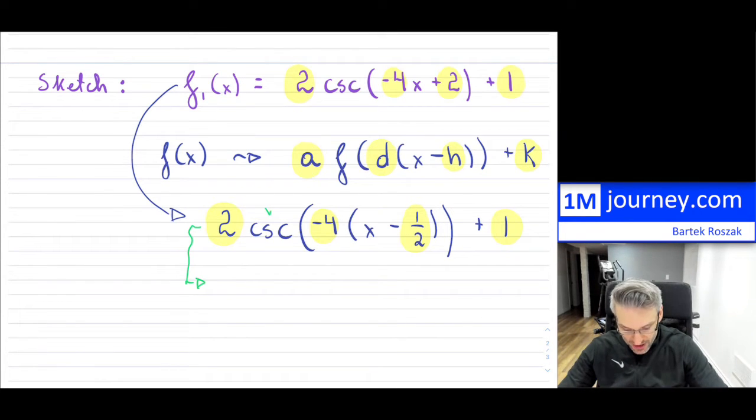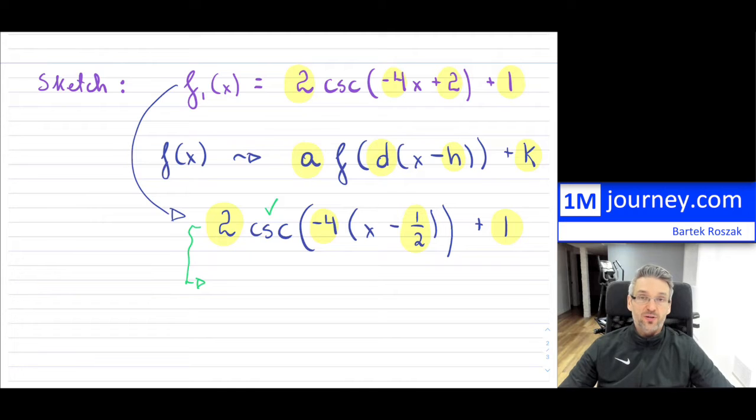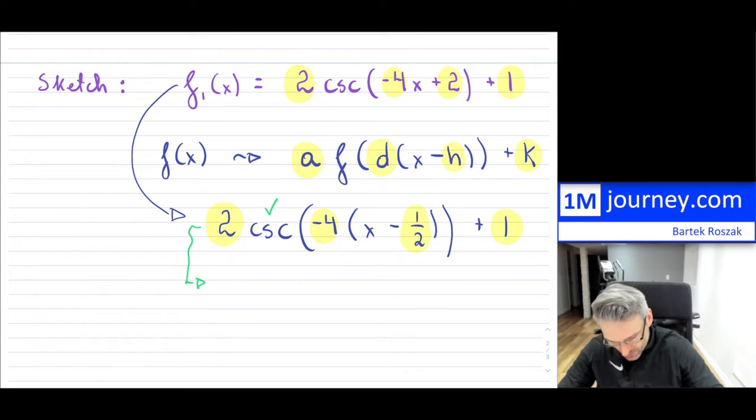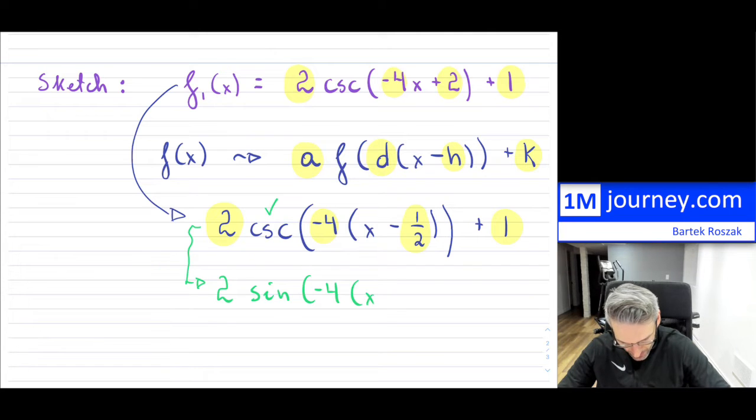Now, cosecant is actually the reciprocal of sine, right? If this was secant, then it would have been the reciprocal of cos. And if it was cotangent, then it would have been the reciprocal of tan. Whichever one of those you have, in this case it was the reciprocal of sine. So I'm going to write it out in this way: 2 sine, and the rest is the same. There isn't anything else that will change, all right?